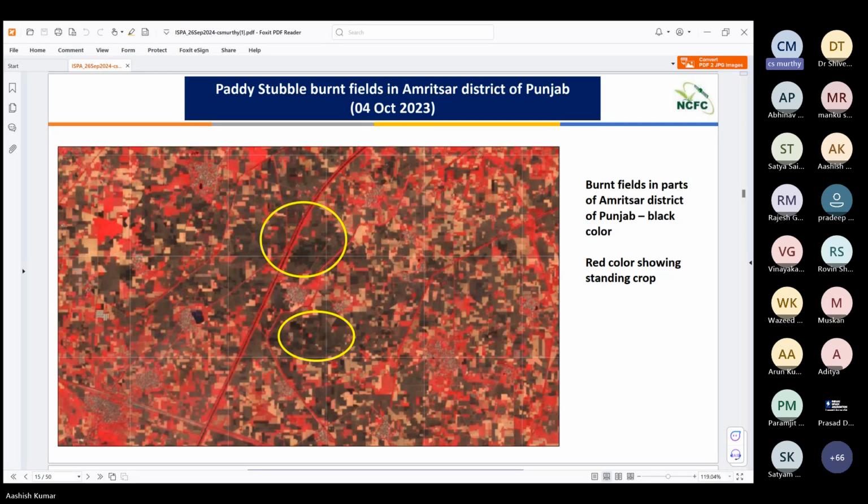And this is also a proven application which is being done by MNCFC and other agencies in the country, providing a lot of information on where the burning took place and what the percent area is. We can compare the current year burning with last year's, and identify the areas where it has reduced or increased, for interventions and others. Next, please.